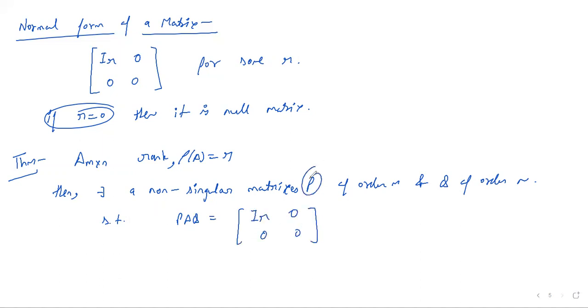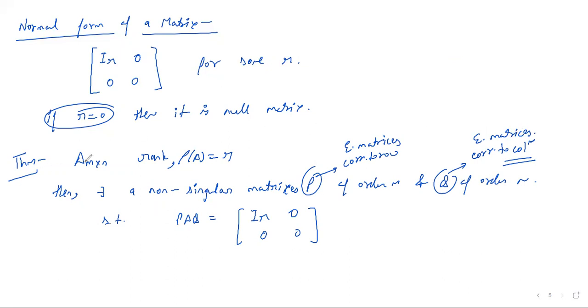Where P is my elementary matrices corresponding to rows, and Q is elementary matrices corresponding to columns. These are elementary matrices corresponding to rows, and this is also elementary matrices corresponding to columns.